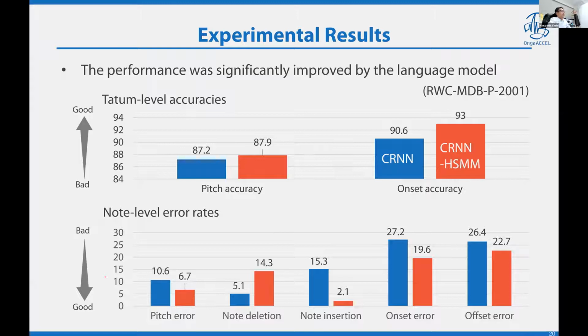Here is the experimental result. The performance was significantly improved by incorporating the language model for keys and note and pitch transitions. You can see the significantly improved performance in terms of tatum-level accuracies and note-level error rates.